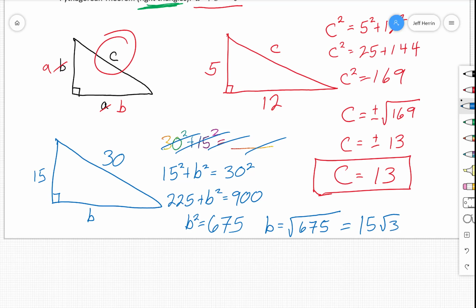If not, you can always start off by pulling a 25 out. And 675 divided by 25 is 27. And so this would be 5 times the square root of 27. And then we can see that there's a 9 hiding in there, so it'd be 5 times the square root of 9 times the square root of 3, which would be 5 times 3 times the square root of 3, which is 15 square root of 3.